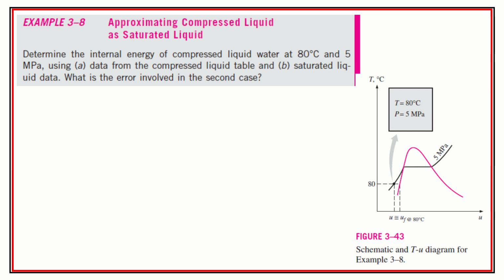Okay. Determine the internal energy of compressed liquid water at 80 degrees Celsius and 5 megapascals using A, data from the compressed liquid table, and B, saturated liquid data. What is the error involved in the second case? Okay, so there's actually some stuff to be learned here.